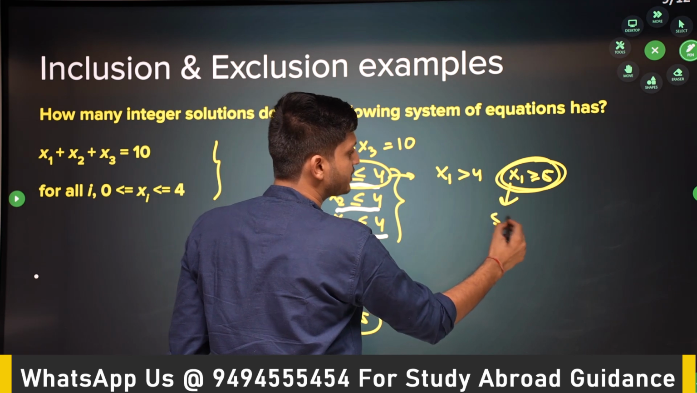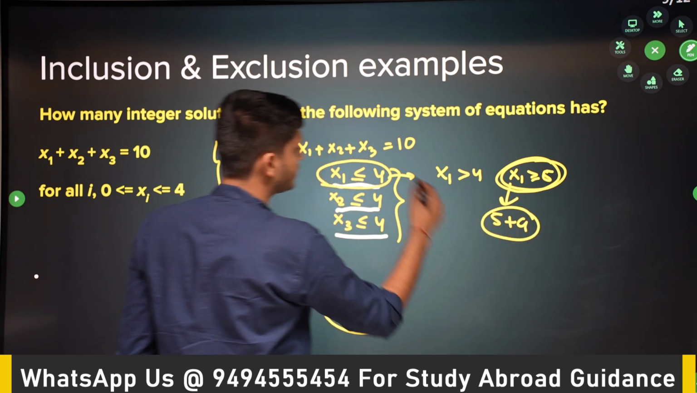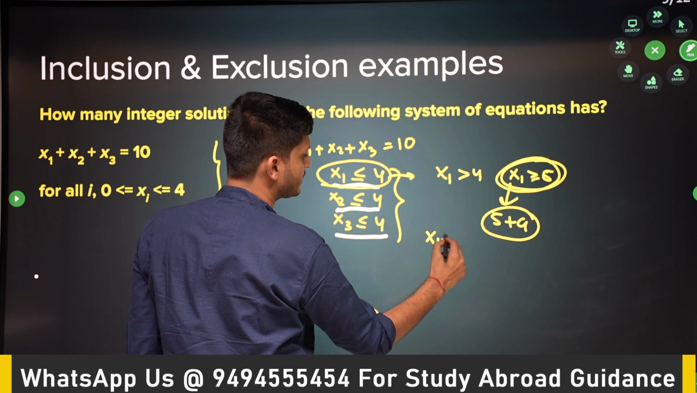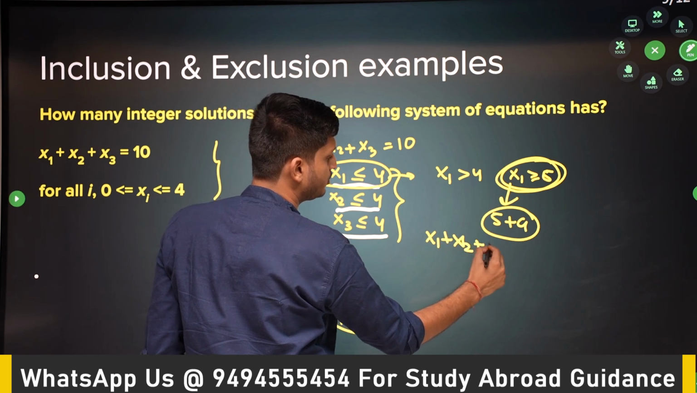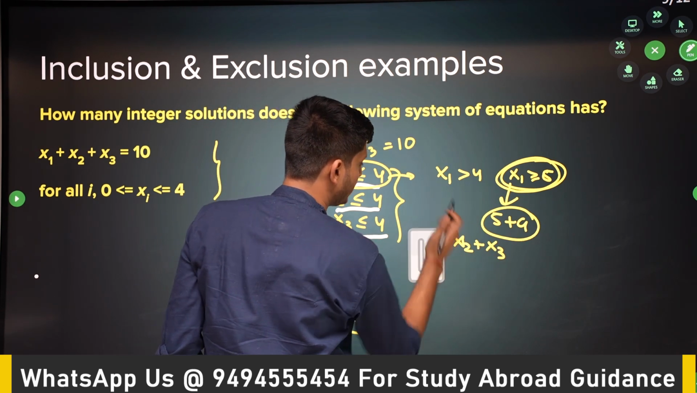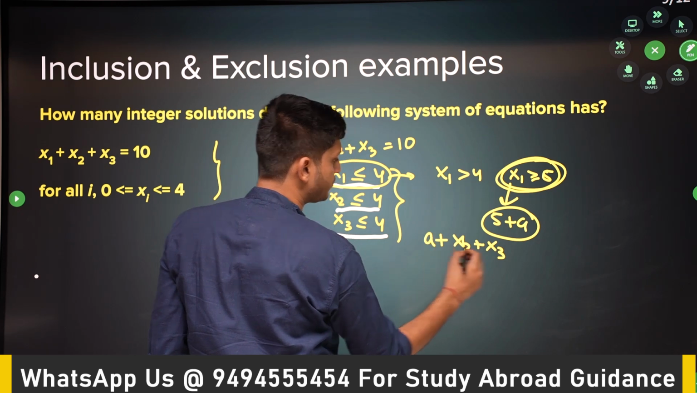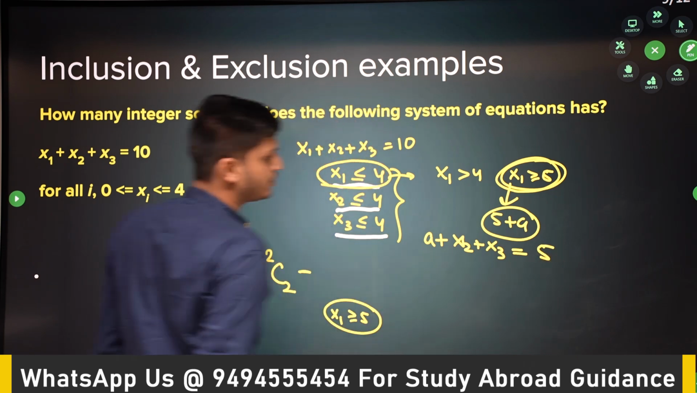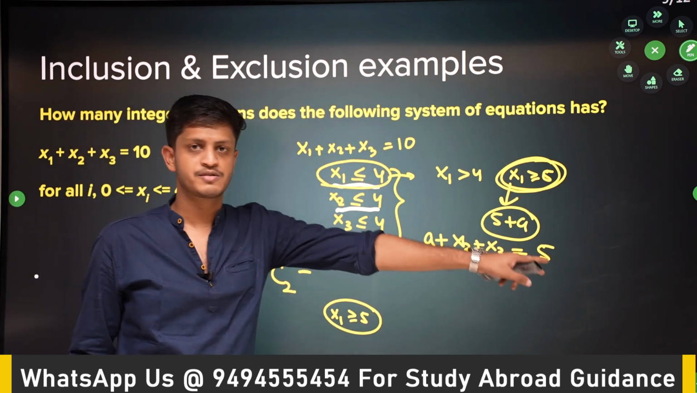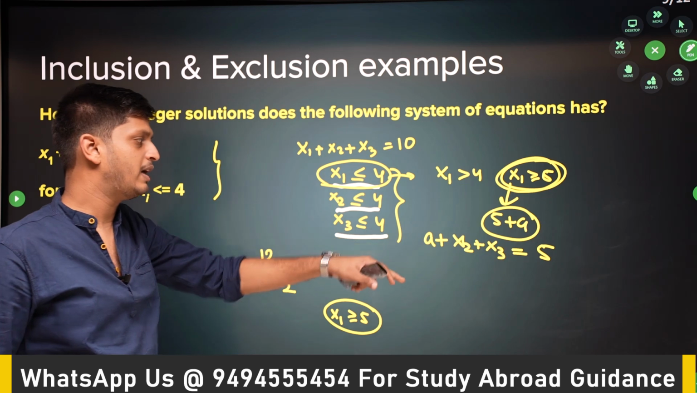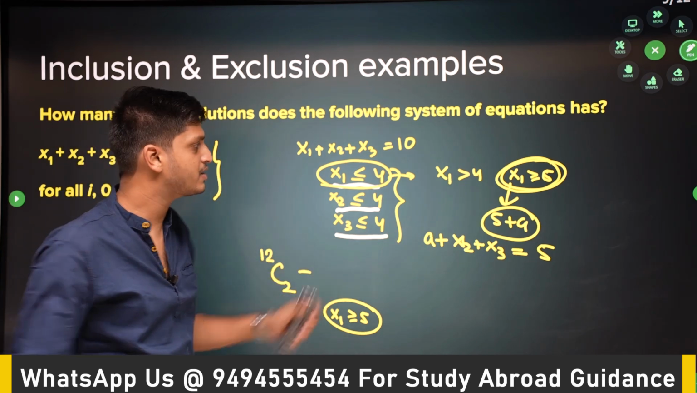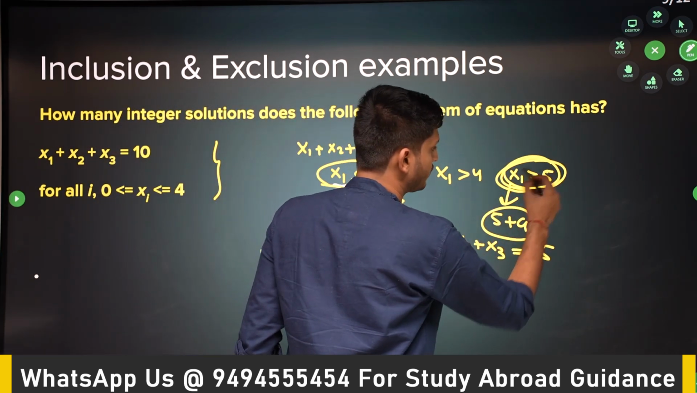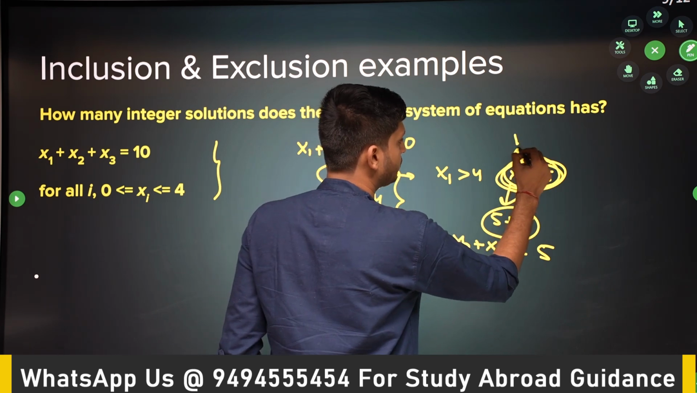Write x1 as 5 plus a. So the equation will become a plus x2 plus x3 plus 5 is equal to 10. So 5 will go there and become 5. So the equation becomes a plus x2 plus x3 is equal to 5. And now a, x2, x3 can be anything. I am just solving for this. x1 has to be greater than or equal to 5, so I am writing x1 as 5 plus a.